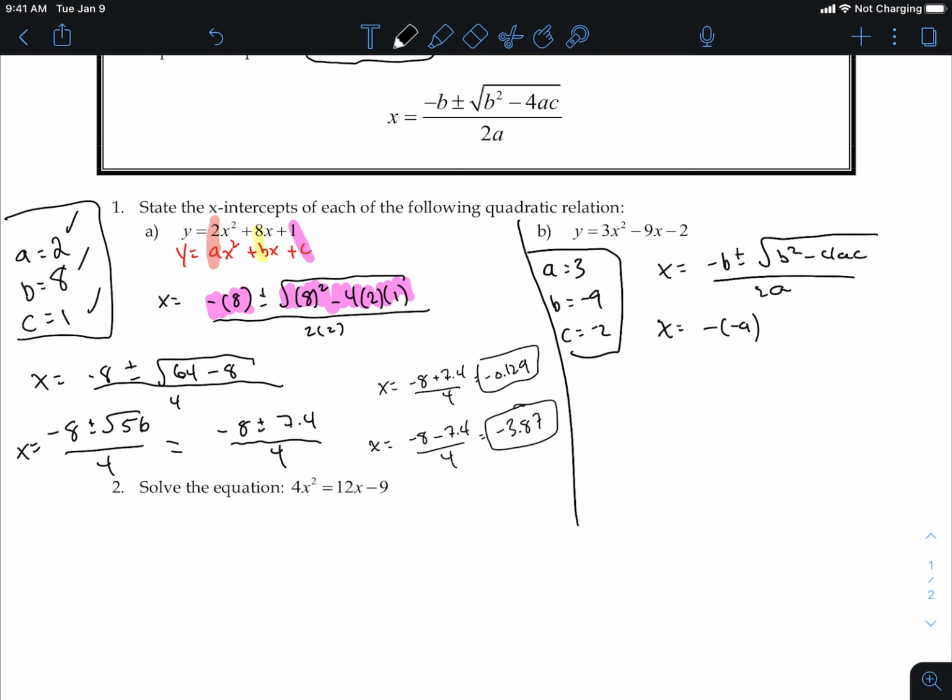Mr. Cut? Yes? Where'd you get the b squared? B squared's in the equation. Oh, I'm looking at the wrong one. Yeah.